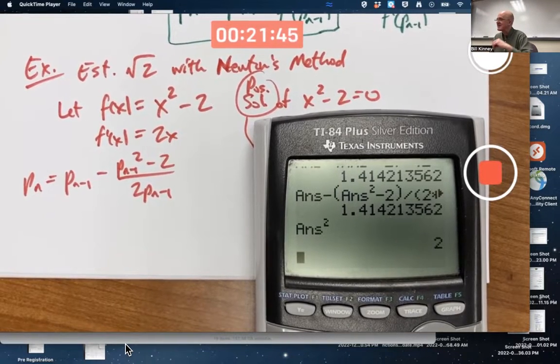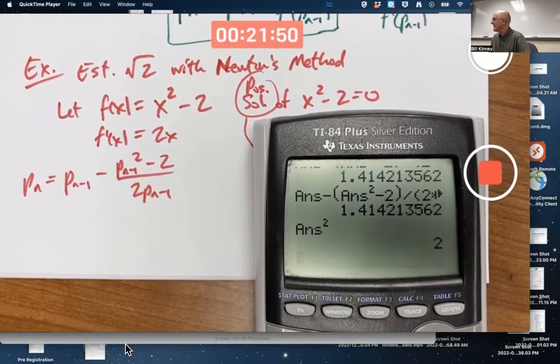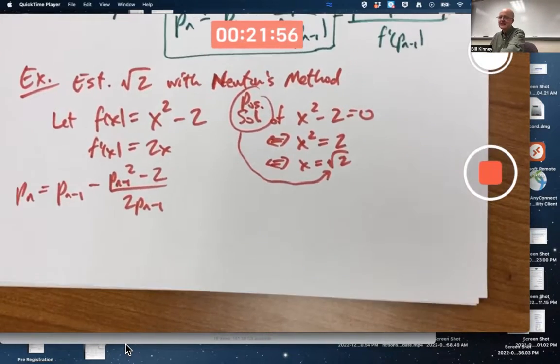We'll also learn about, sometime in the next couple class periods, something called accelerated Newton's method, evidently, which is even faster. Whoa. That's the basic idea.